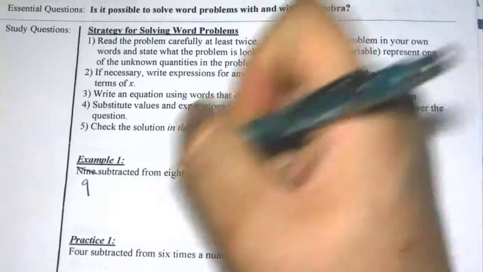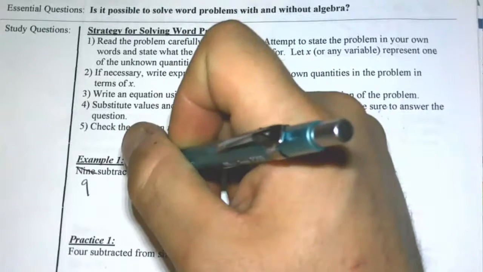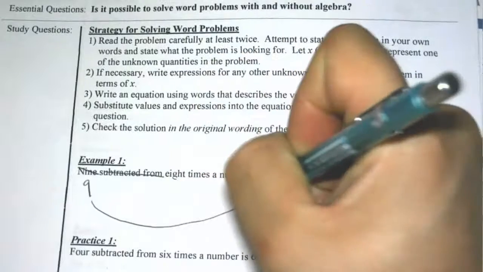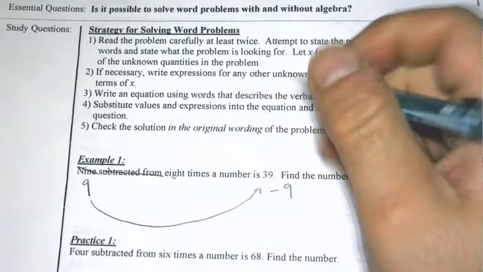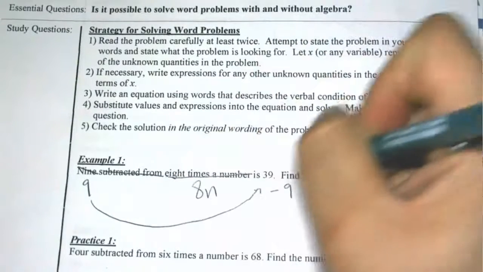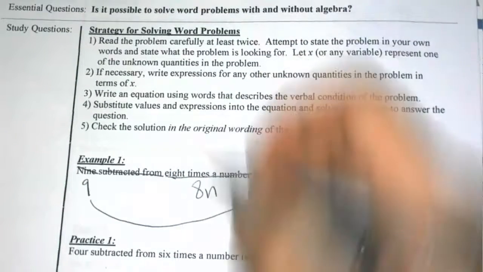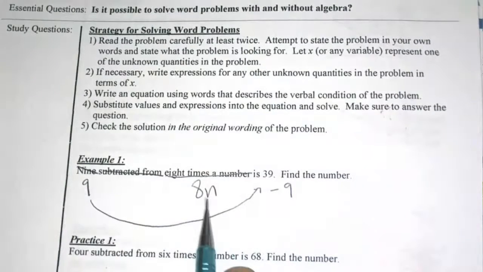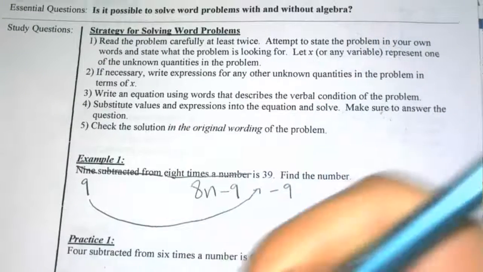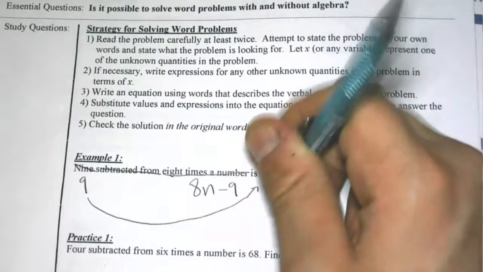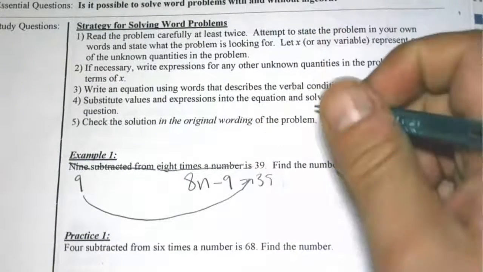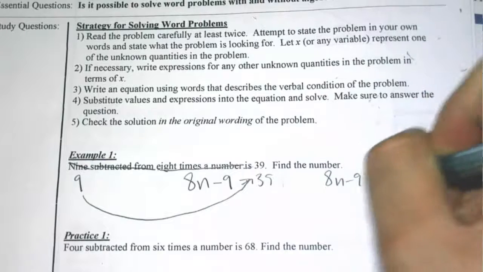This is 9. "Subtracted from" is something that lets me know to move this 9 over here, so it's going to be a minus 9. 8 times a number is just 8 times x, or 8 times n. Again, it's 9 subtracted from, so it's 8n minus 9. And then "is 39", well, "is" means equals, right? And 39 needs no translation, so 8n minus 9 equals 39.